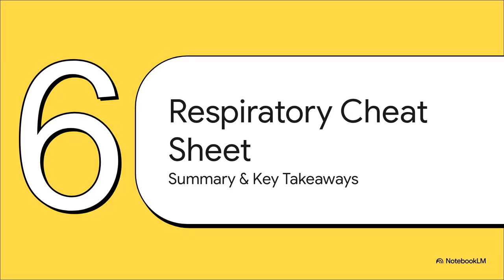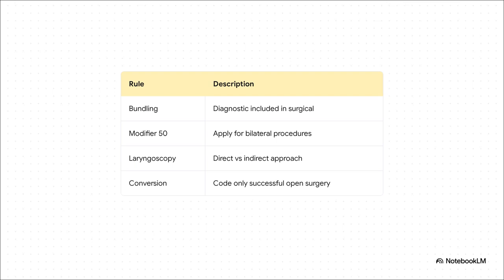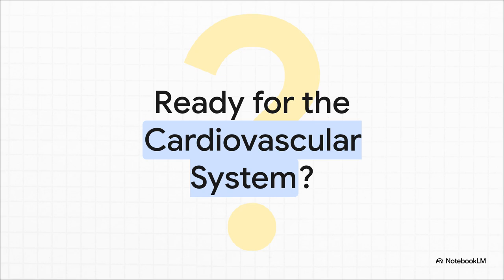Which brings us to Section 6, the respiratory cheat sheet, where we wrap up our summary and key takeaways. So here is your one-page visual summary for the 30,000 to 32,999 CPT range. It's got the diagnostic bundling rule, the unilateral modifier 50 checks, the laryngoscopy differences, and that super important VATS conversion rule. I'd highly recommend you pause this explainer right now, take a screenshot, and keep this summary handy while you study for the exam. You guys seriously crushed it today.